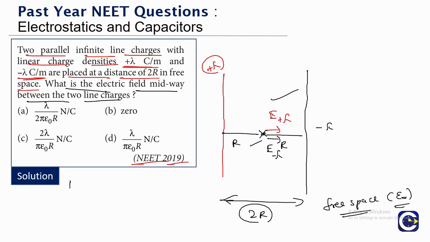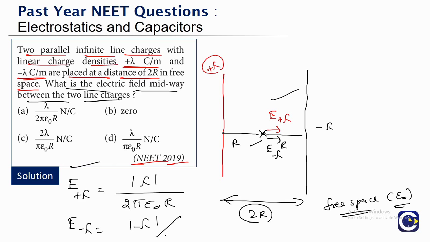But what about the field magnitudes? The field magnitude will be modulus of lambda by 2 pi epsilon naught into r. That will be the field magnitude for both of them. For the negative charge also, it is modulus of minus lambda. In one case it is plus lambda, in the other case it is minus lambda. Since we take a modulus, the magnitude will be the same for both. Both wires have the same linear charge density, so the electric field magnitude will be the same in both cases. They are in the same direction.